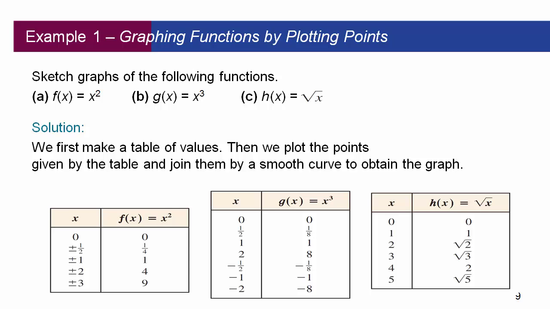So you plug in a bunch, you can see, with a square, you do plus or minus, you get the same. With a cube, it's different. So even powered functions, plus and minuses are the same. Odd powered functions like the cube, they're not. So we're going to get different values for positive a half and negative a half. And then square root functions, of course, we can't plug in negative numbers, so we're only doing positives.